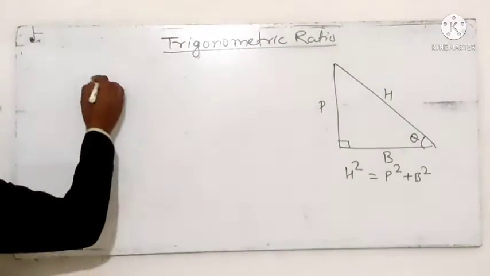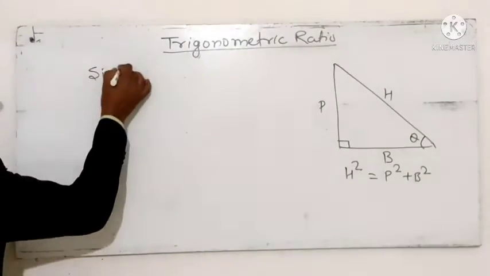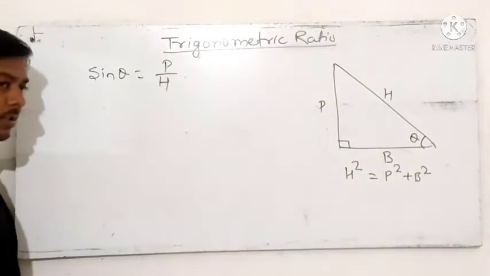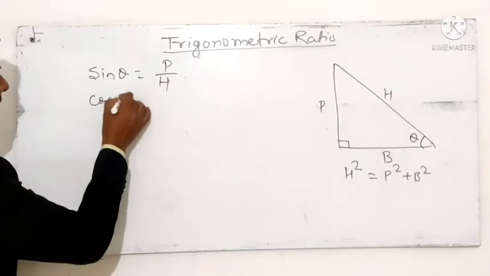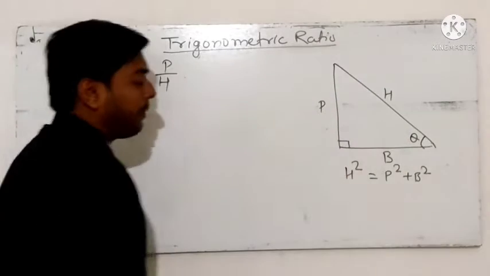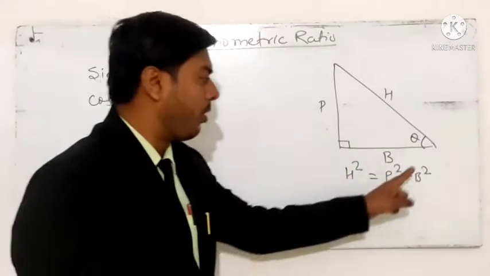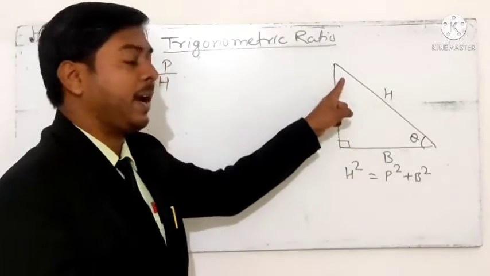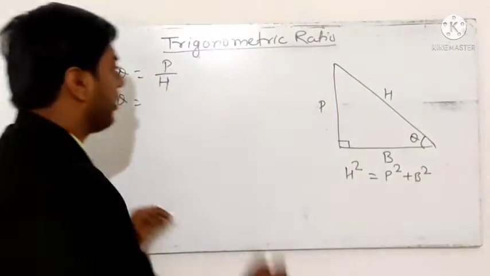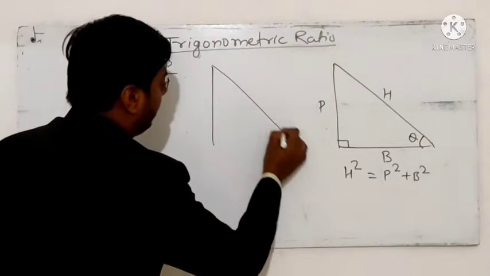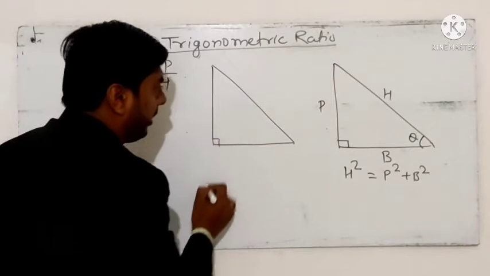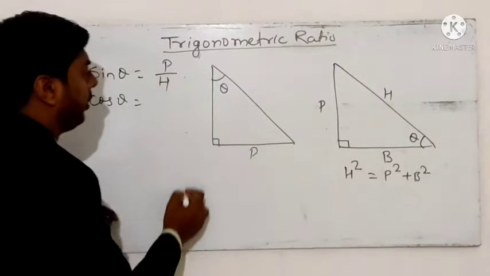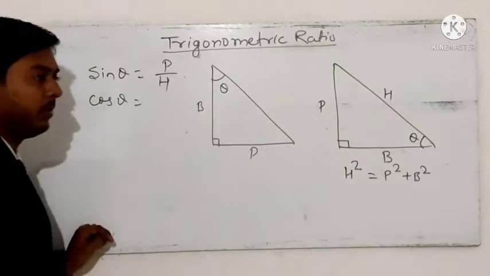Here are some important terms like sin theta, and sin theta is perpendicular by hypotenuse. Then cos theta. Regarding theta, this value is found only from that angle, and that angle is theta degrees, not for the other angle. If I change the theta, suppose now this one is the 90 degree and this one is the theta. Now this one is called the perpendicular and this one is called the base.